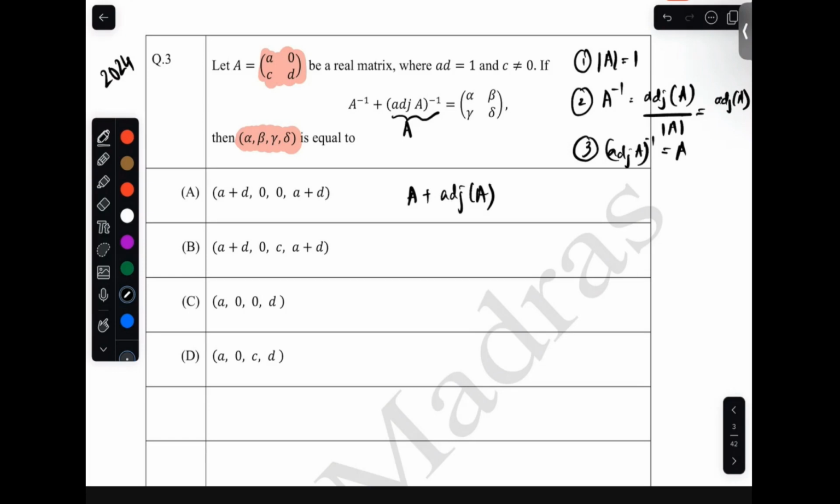But inverse is very hard to find. So that's why we are transforming the equation into a more tractable format. So this is adjoint of A, and this is A, and this is given to be this. So therefore, you have to find out the adjoint of A and A. All of you got it till this point of time?